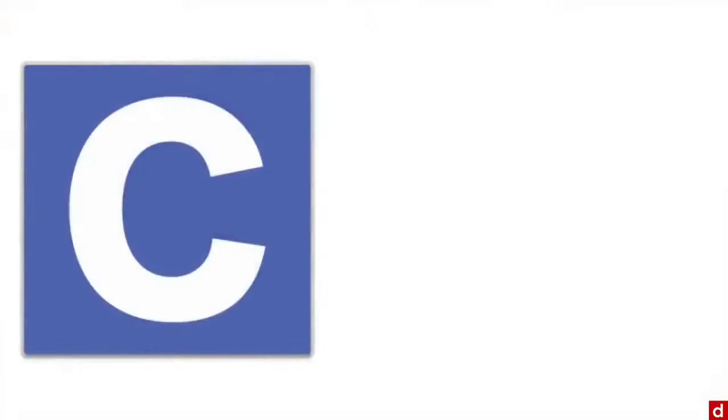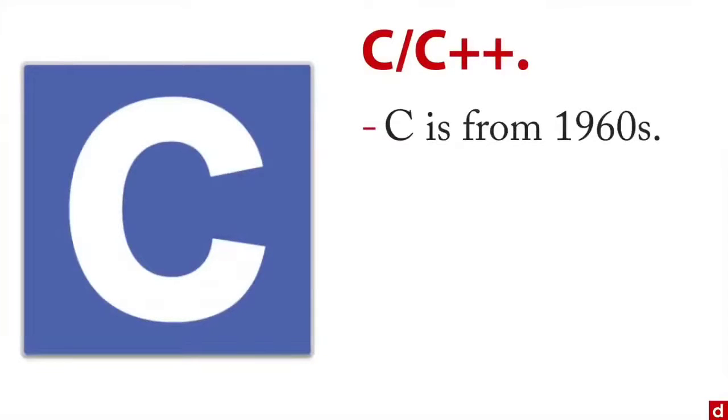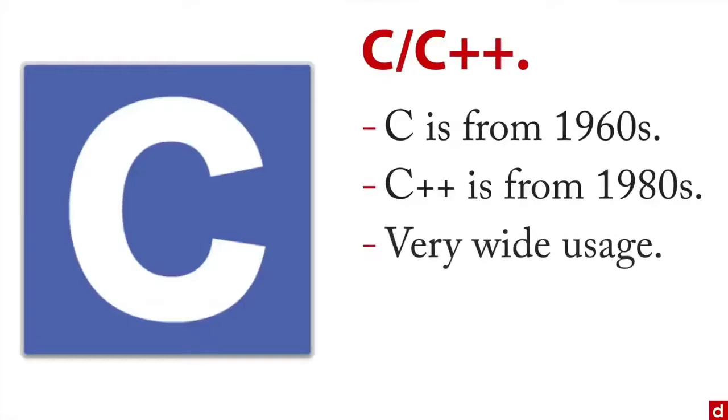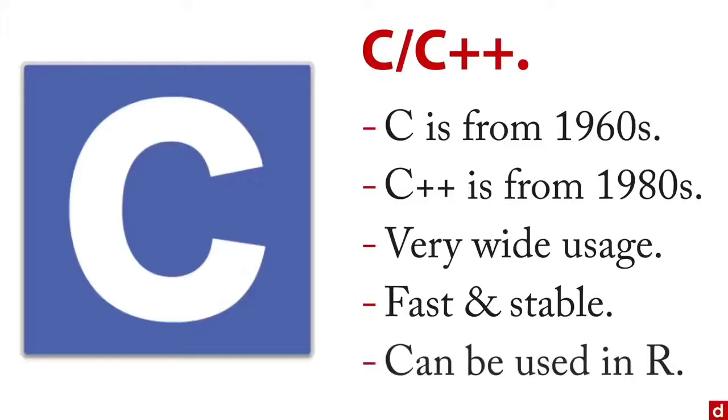So for instance, C and C++. C is from the 60s, C++ is from the 80s, and they have extraordinarily wide usage. Their major advantage is that they're really, really fast. In fact, C is usually used as the benchmark for how fast a language is. They're also very, very stable, which makes them really well suited to production level code and, for instance, server use. What's really neat is that in certain situations, if speed is important, you can actually use C code in R or other statistical languages.